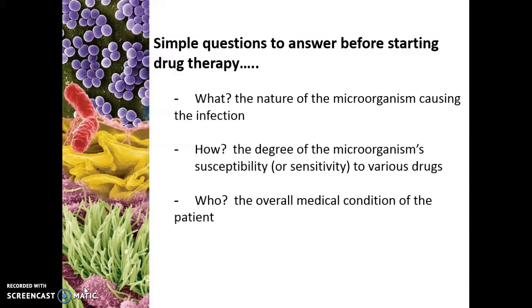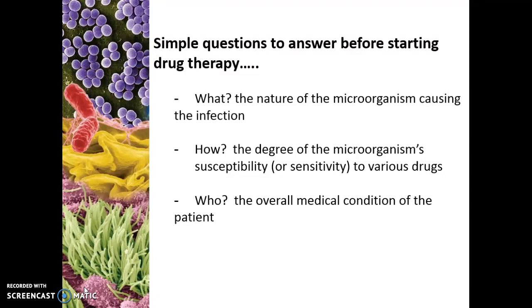All right, so some questions to ask and get the answers to before you start drug therapy. You've got the what, how, and who. What is the organism causing the infection? Is it bacteria? Is it fungal? If it's fungal, you're not going to treat it with an antibiotic. But you also may want to know the specific type of bacteria you're dealing with prior to prescribing an antibiotic. And then, is the microorganism susceptible or sensitive to the different drugs? You would like to be reasonably confident that the drug you're giving a patient is actually going to do what you plan it to do, kill off that invading organism.